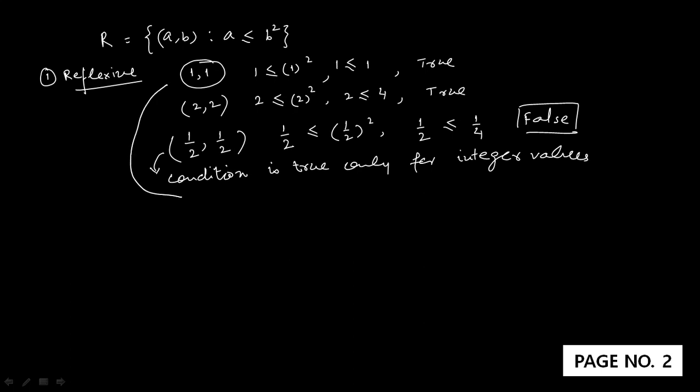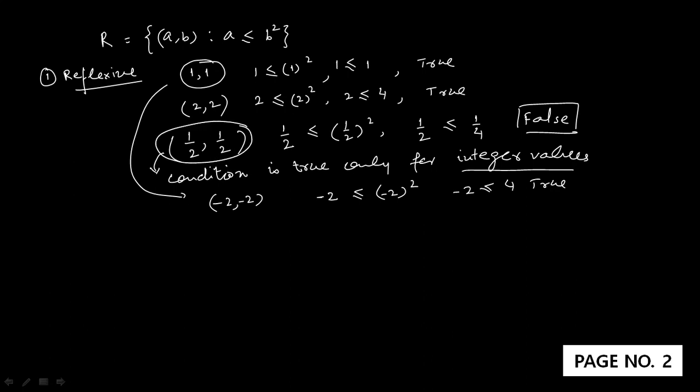One more case is there. Suppose I am taking the negative value -2 and -2. What about this value? -2 is less than or equal to -2 square, -2 less than or equal to 4. It's true. It means for positive and negative integer values the statement is true, but the statement is false for the fractional values. It means in the overall scenario, the relation is not reflexive.